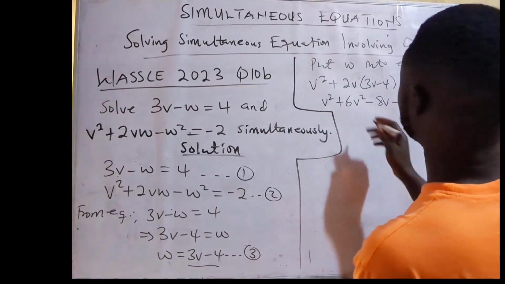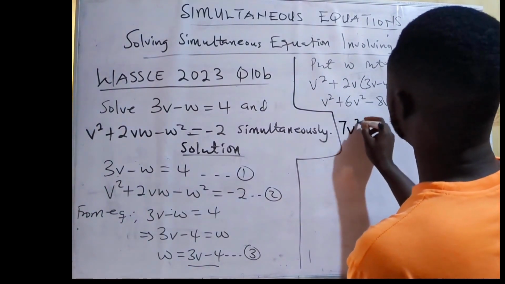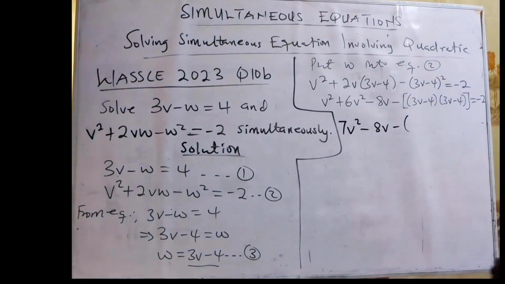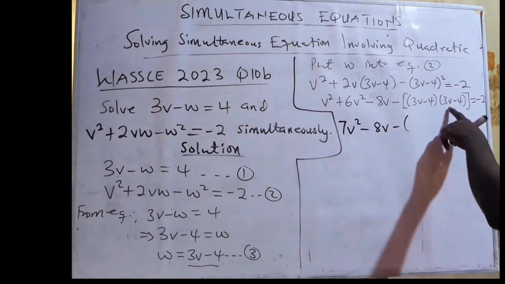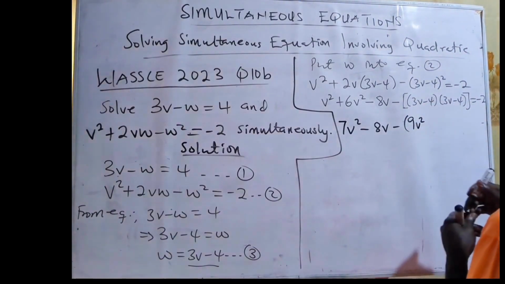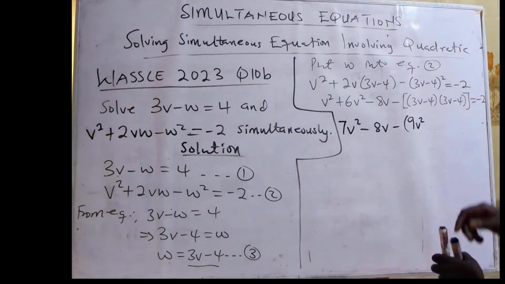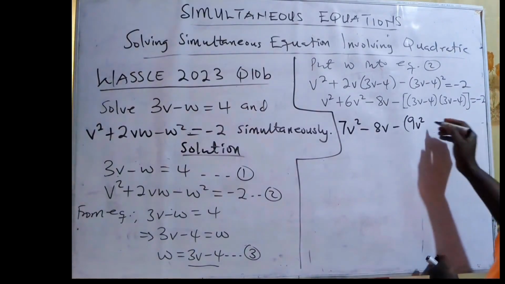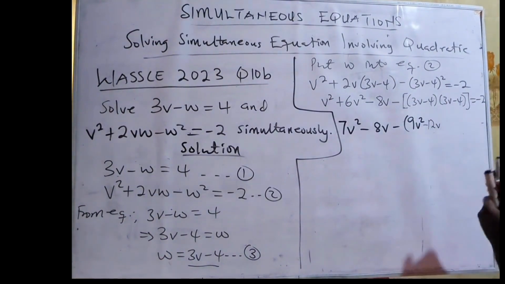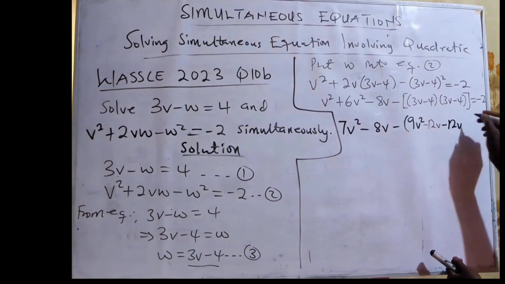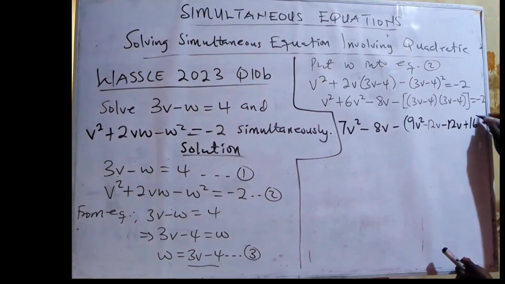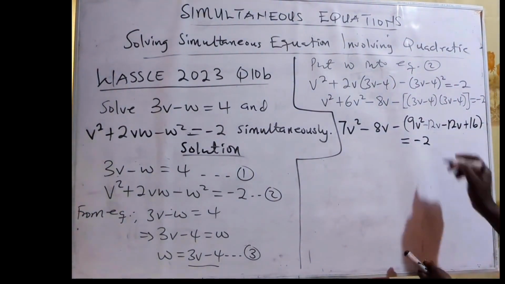So you simplify this, and we have v squared plus 6v squared, which will give me 7v squared minus 8v minus, so let me deal with this one. 3v times 3v will give me 9v squared, and then 3v multiplying minus 4, 3 times negative 4 is minus 12, so minus 12v. Then you have minus 4 multiplying 3, which will also be minus 12v. Then minus 4 times minus 4 gives me plus 16, which will be equal to negative 2.